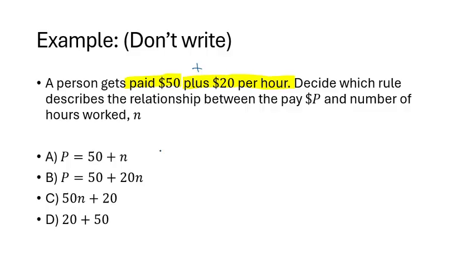Okay. If you look at these options, at A, 50 plus N, and we stated that pay is P dollars and number of hours worked is N. So A is not it. This looks good. C should be P equals 50N plus 20. So that's a no, because we're not getting paid $50 per hour. That doesn't make any sense. And part D doesn't make sense at all. So the answer is just B, okay?